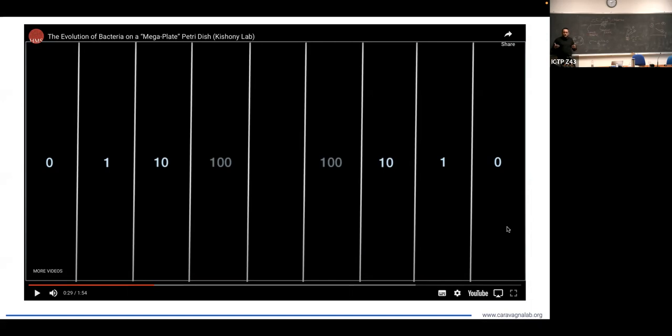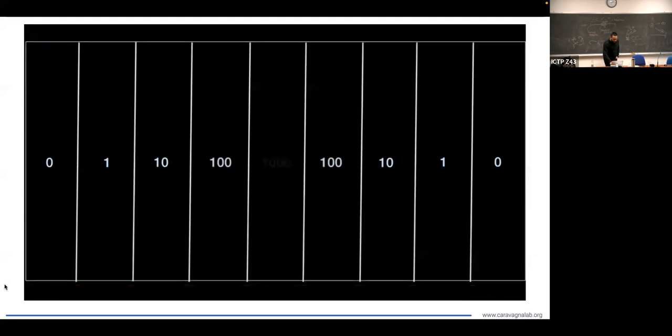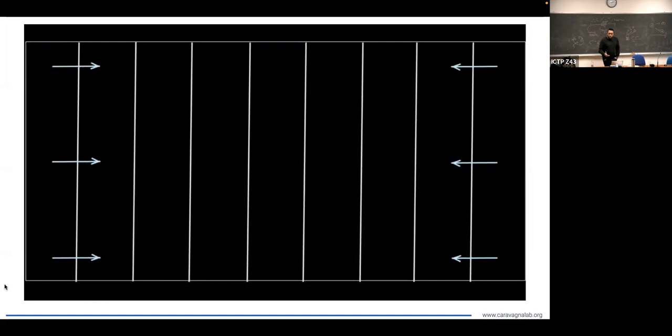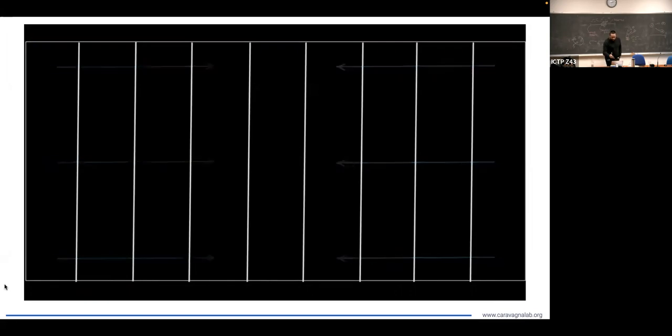The antibiotic is a barrier for the population of bacteria to grow, right? Because it kills them. So here there is no antibiotic, here there is one unit, and then 10 units, and so on and so forth. The things we're going to see now are evolution in real time over several weeks of growth. There is a gradient that pushes things towards the middle, and you will see that this population starts growing and they hit a barrier, right?